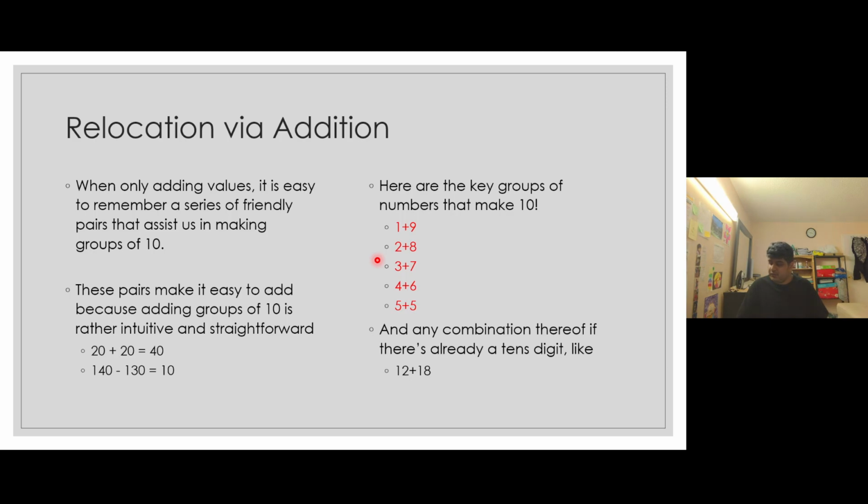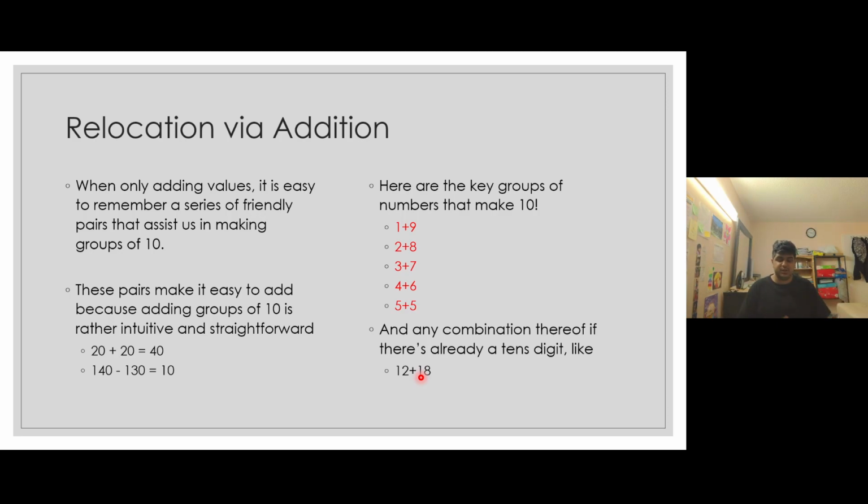Another thing you can do is, if there's already a tens digit, don't worry about it. You can just factor that in. So here we have 12 plus 18. I know that 2 plus 8 is equal to 10, so that's my first group of 10. Then I have another 10 from the tens digit of the 12, and another 10 from the tens digit of the 18. So you have 2 plus 8, which is already 10, this 10 from 12, and this 10 from 18. You put 10 plus 10 plus 10 together, and you get your 30.